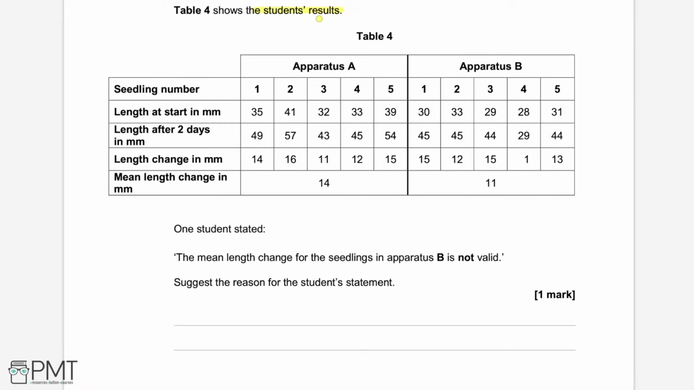Table 4 shows the students' results. Let's have a look at Table 4. We have both apparatus A and B, and for each, the seedling number, length at start, length after 2 days, length change, and mean length change are shown. We can see that for apparatus A, there appears to be a higher change in the length of the roots.